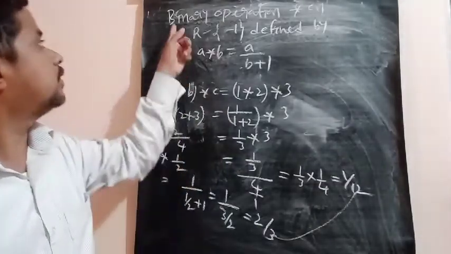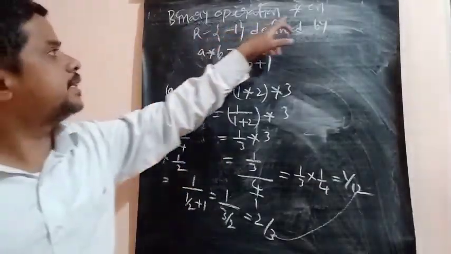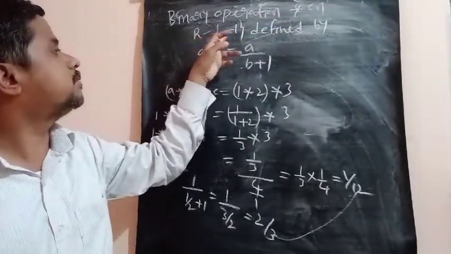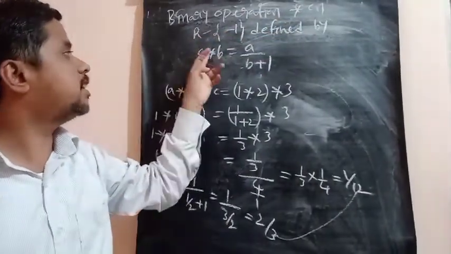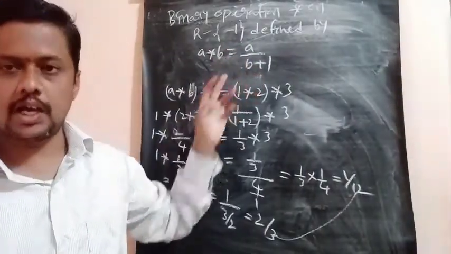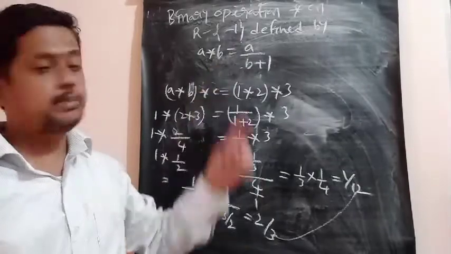Now I am going to explain CET concepts. Okay? First question. Binary operation on star, R minus minus 1, defined by A star B is equal to A divided by B plus 1 is there. Okay? So here options are given like this.